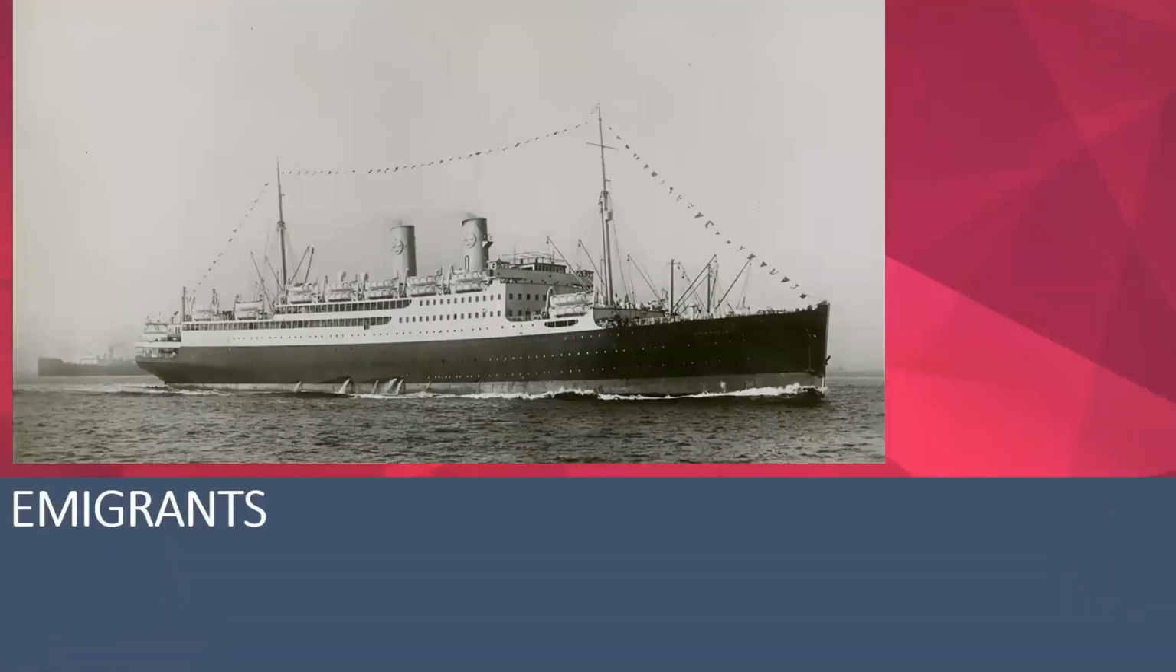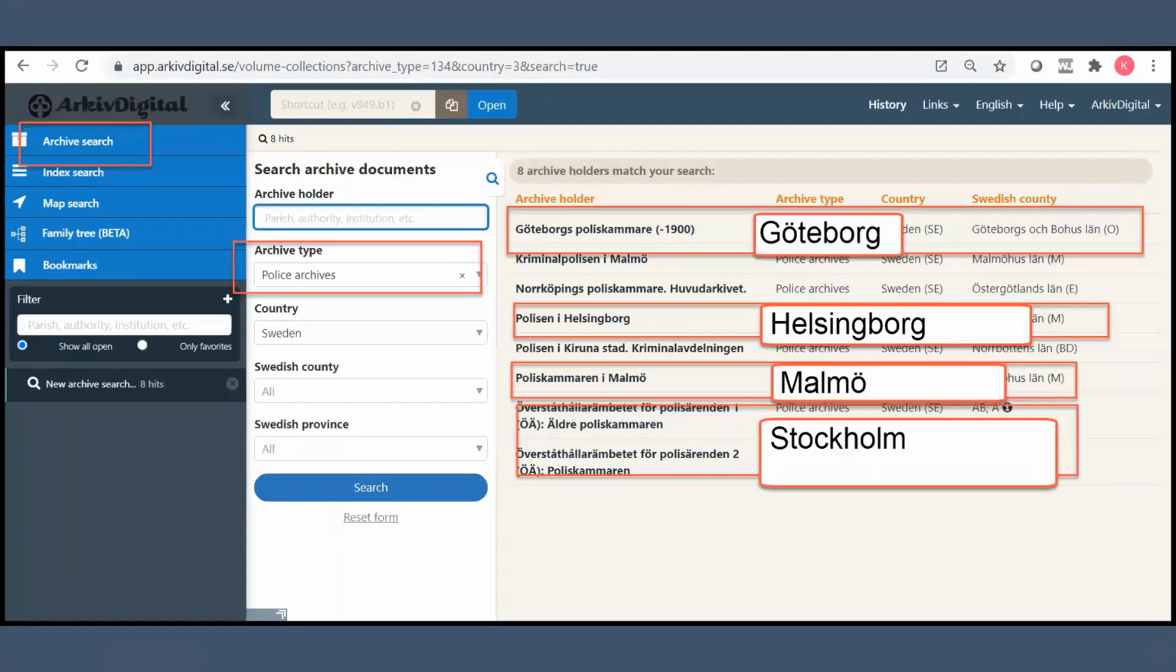Okay, let's look at immigrants. And these are the passenger ship manifests that have been indexed by name. Now, we've had passenger ship manifests on ArkivDigital for many years. But in the past, what you had to do is go into archive search, go under the archive type police archives, and then that would bring up the archives for Gothenburg, Helsingborg, Malmö, and Stockholm. And that's where you would find the passenger ship manifests for people leaving from those ports.